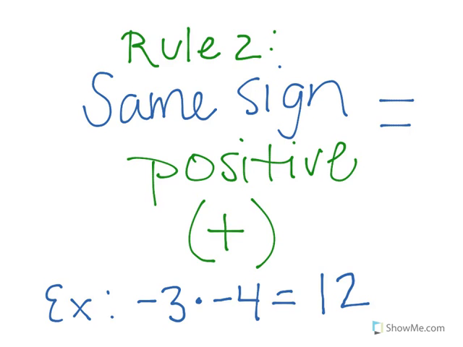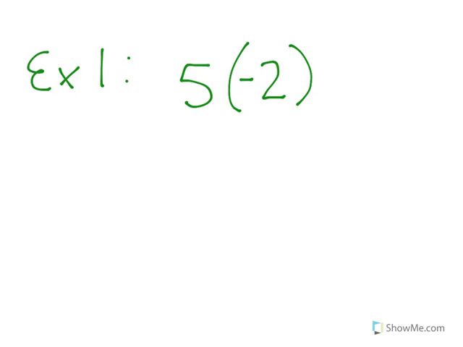The next rule I'm going to have you understand is that if two numbers have the same sign, then their product is positive. For example, -3 times -4 is +12 because -3 and -4 have the same sign. They're both negative. So let's go through some examples here.